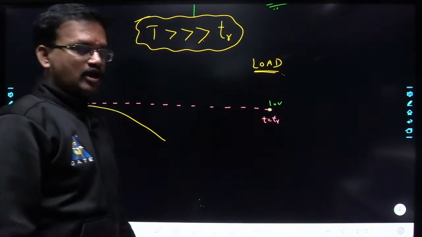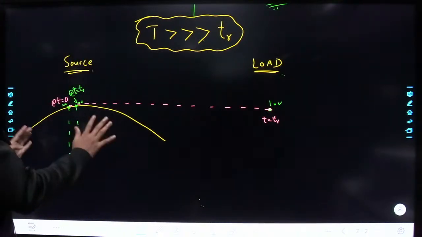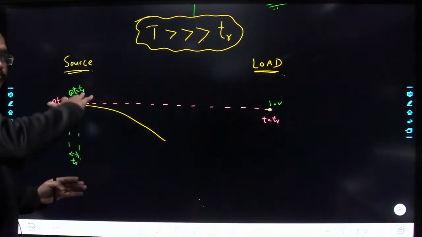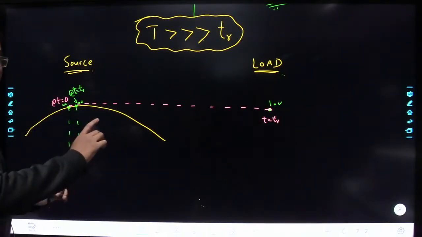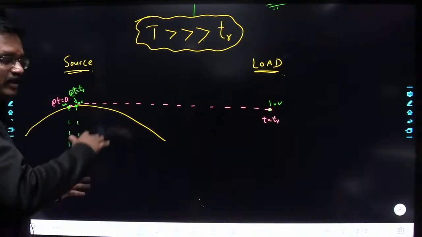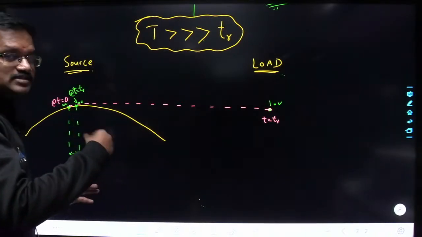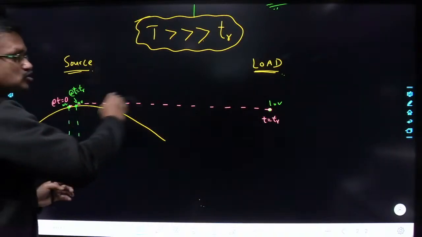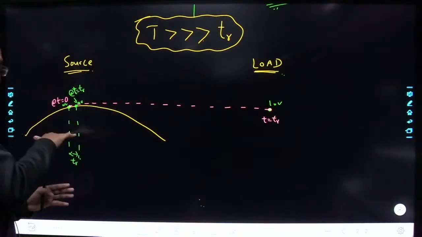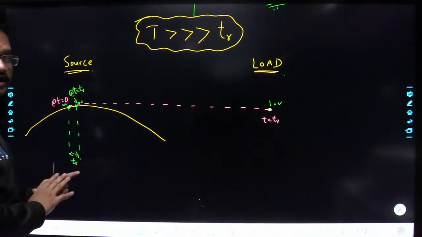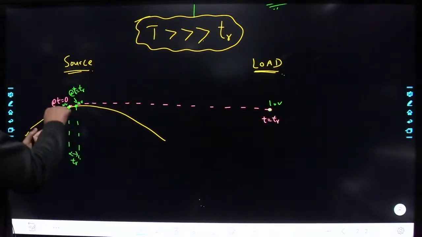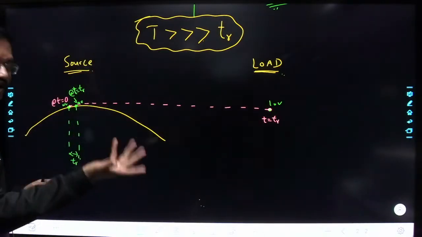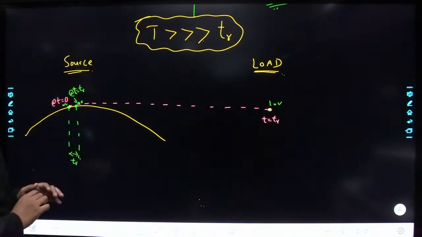Understood? Okay, here the time period of the signal T is very slow, so the variation at the input is very slow when compared to what? When compared to TR, which is very fast. The signal is moving very fast from source to load, but the signal at the source is varying very slowly. So by the time this signal reaches from source to load, there won't be that much variation at the input. Yes or no?